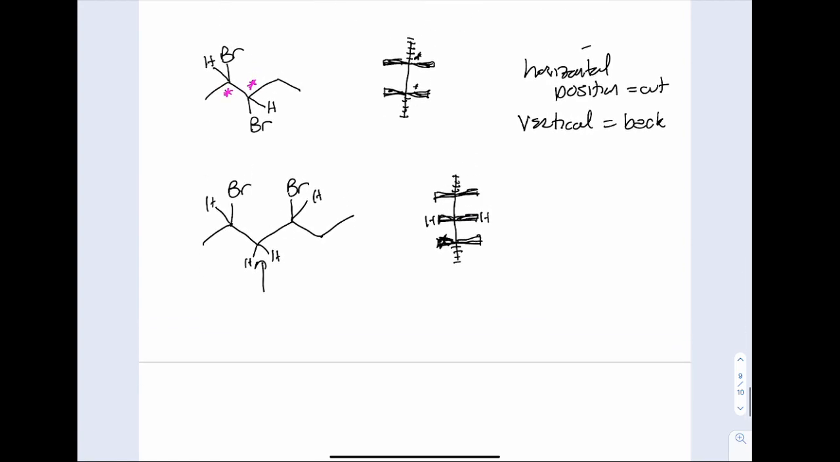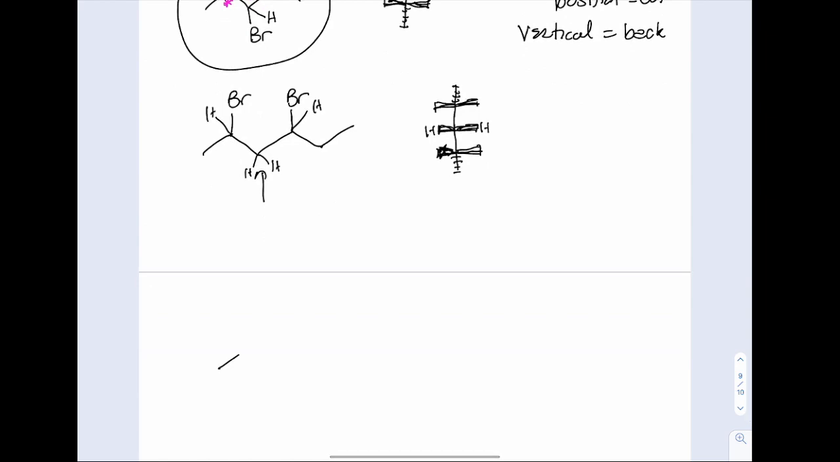So I'm going to redraw this one, but I'm going to give it some perspective. I'm going to put wedges and dashes on those bromines and hydrogens, and we're going to draw it in its Fischer projection. So let's have this bromine coming out and my hydrogen going back, and then let's do it the opposite on this one. Bromine back and hydrogen out.